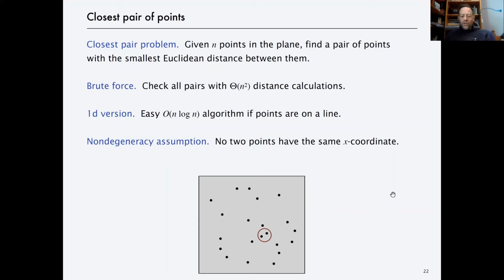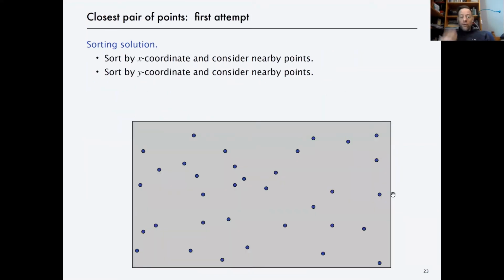And what we now want to show is that we can do something similar for the two-dimensional case. So what we do is that we first sort the points on the x-axis and y-axis.